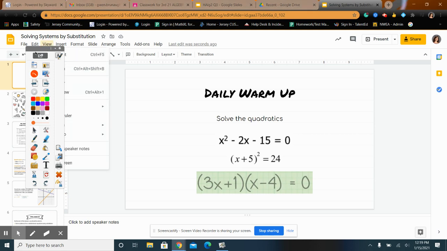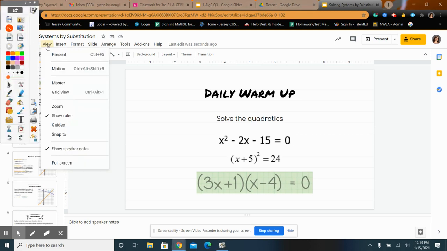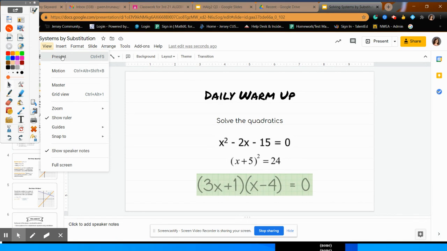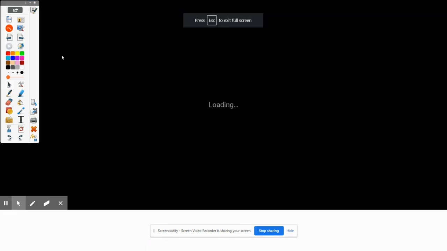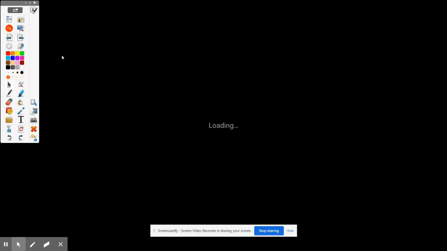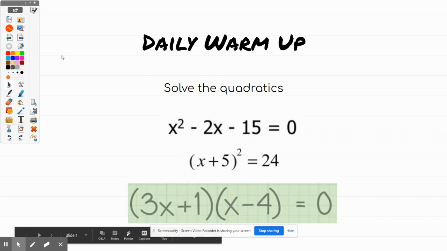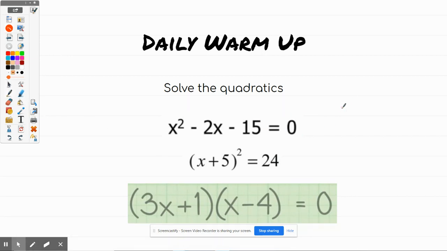Hello guys, we're going to solve systems of equations today by substitution, and we're going to start with this little warm-up for you. Still looking at solving quadratics, figuring out what x needs to be to make these equations with x squareds true. Okay, so go ahead and take a second and solve those. And remember, you can press play or whatever when you're done.